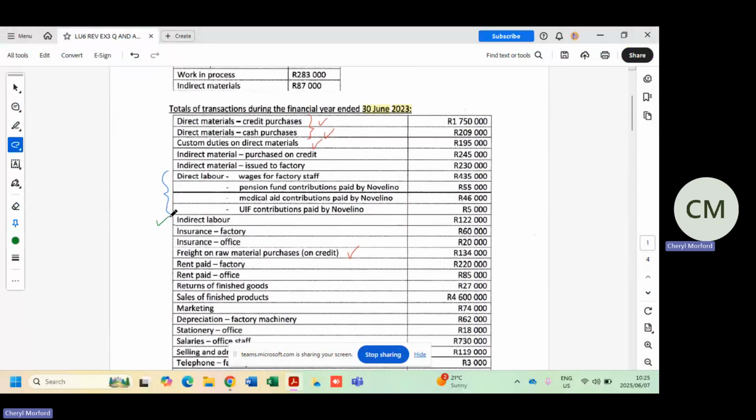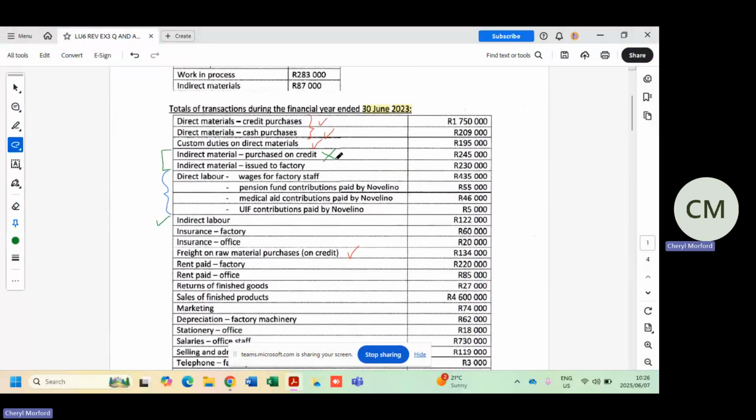Now we need to sort out indirect material. So if you have a look over here, here are two items that mention indirect material. So one of them is the amount purchased, the other is the amount issued to the factory. Okay. So remember what we're doing here. We're trying to find the cost of production, meaning that the material or the workers had to be put into use. So the fact that we bought indirect material does not necessarily mean that we used it. So we will not be writing that here.